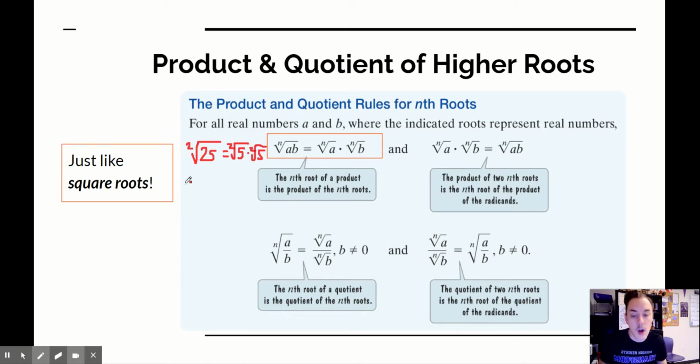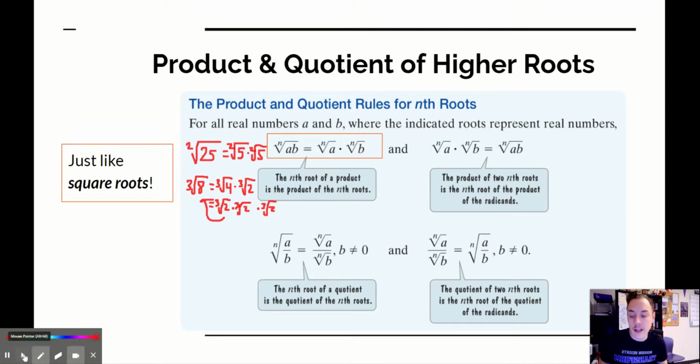Make sense? Or if I have cube root of 8, I can break this down to be the cube root of 4 times the cube root of 2. But I can break it down even further to say the cube root of 2 times the cube root of 2 times the cube root of 2, which of course equals 8, because 2 times 2 times 2 is 8. 2 to the third power is 8. So that's kind of what that one does.